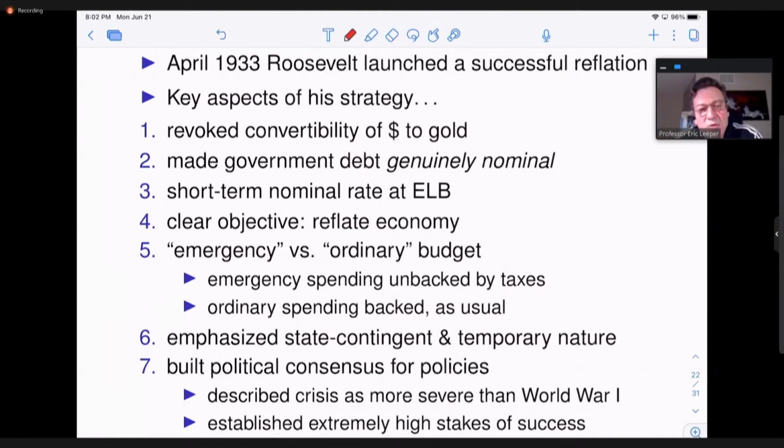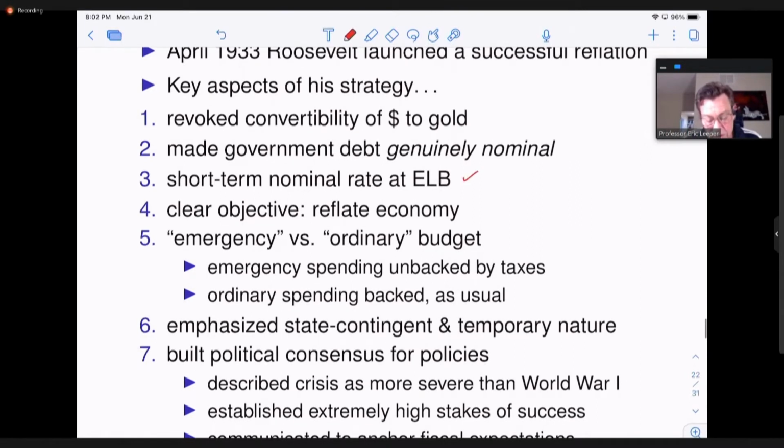So President Roosevelt launched a successful reflation, and there were several key components to his strategy. The first was to get off the gold standard. And so that converted debt that, even though it paid in dollars, was convertible to gold and therefore had to be fully backed by taxes. It converted that kind of debt into genuinely nominal debt. Nominal debt is just backed by dollars. It's not necessarily backed by taxes. Then monetary policy was just sitting at the effective lower bound. And the other components here are, I think, kind of unique to the Roosevelt situation.